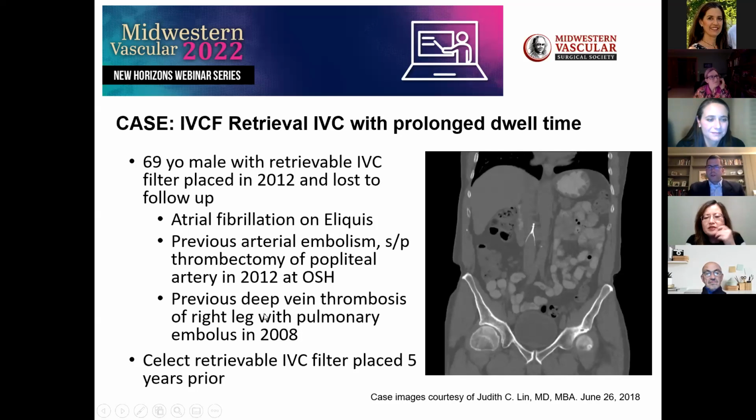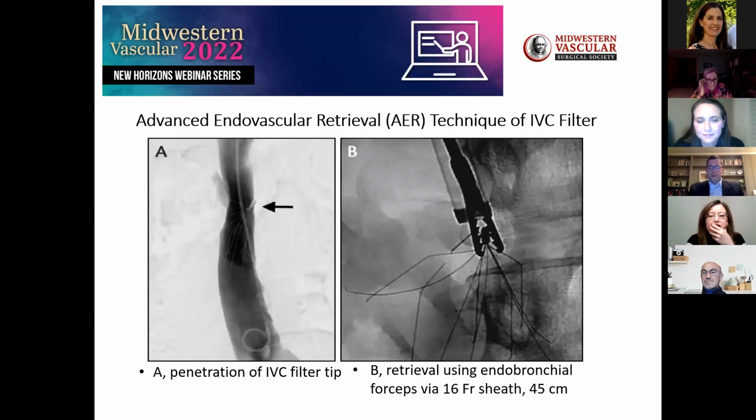And this is actually one of the easiest filters to take out, the Select. Even if it's 5 to 10 years down the line, they are probably one of the easiest. They also cause the most amount of penetration as well.